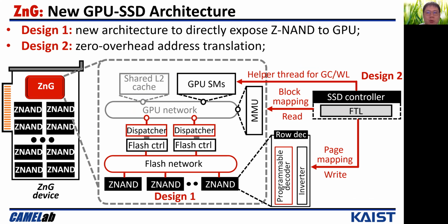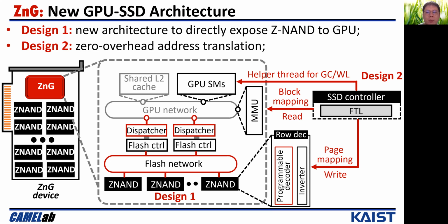We designed a new GPU SSD architecture to deliver high throughput of ZNAND to the GPU. We call it ZnG. We replace the traditional flash channel with a high-performance flash network. The new flash network is built from the mesh network, which enables the flash controller to access any ZNAND package. Since the DRAM buffer performs much worse than ZNAND, we detach the DRAM buffer from the SSD data path. Instead, we make the GPU directly access data from ZNAND.